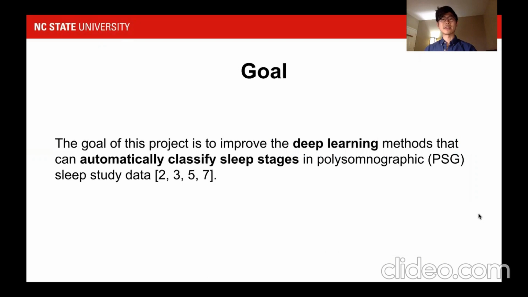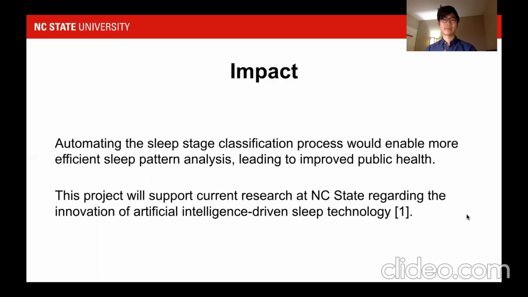The goal of this project is to improve the deep learning methods that can automatically classify these sleep stages in PSG data. To automate this sleep stage classification process would enable much more efficient sleep pattern analysis, as currently researchers are manually annotating 30-second periods of sleep. And to automate this would hopefully lead to improved public health. This project also supports current research at NC State involving the innovation of AI-driven sleep technology.